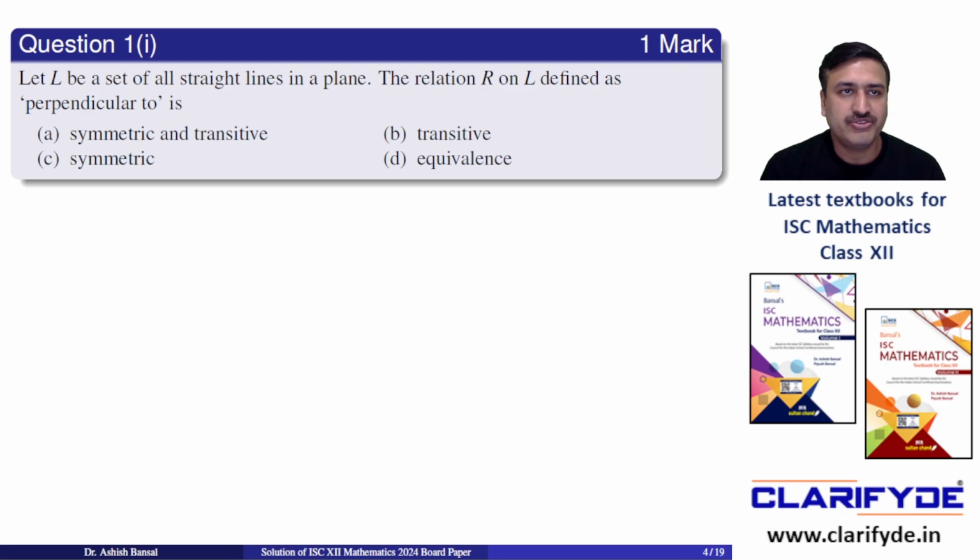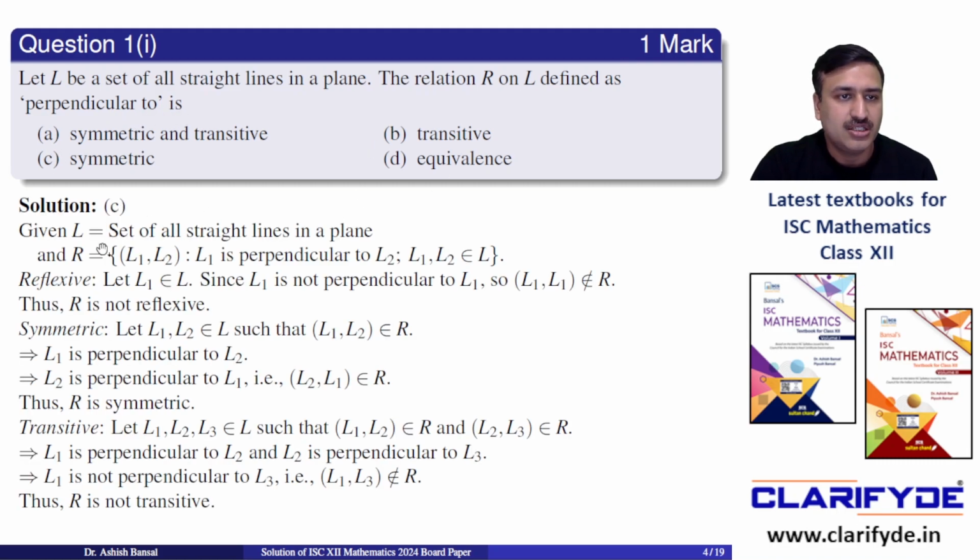Question number first part. It is given that L be a set of all straight lines in a plane. The relation R on L defined as perpendicular to is, we have to pick the correct option. The correct option is C. Justification for the same is, we are given L as the set of all straight lines. We can write R in this form.